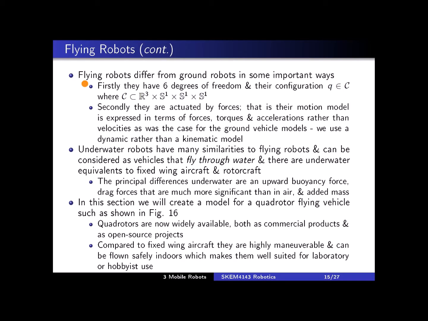So flying robots differ from ground robots in some important ways. First of all, they have 6 degrees of freedom, which means a flying robot such as a quadrotor can move in the X, Y, Z direction, and it can also rotate about the X, Y, and Z axes. Secondly, they are actuated by forces. That is, their motion model is expressed in terms of forces, torques, and accelerations.